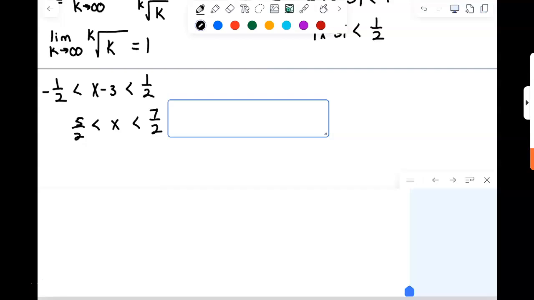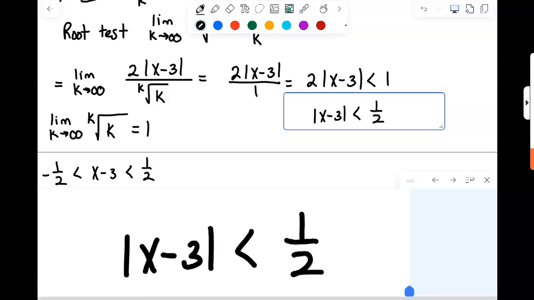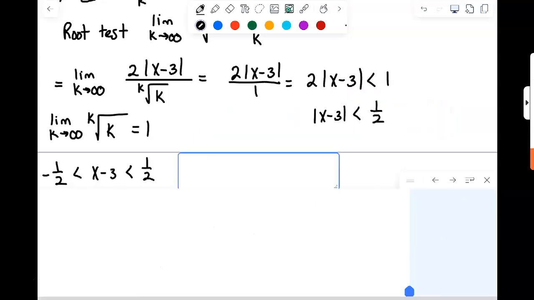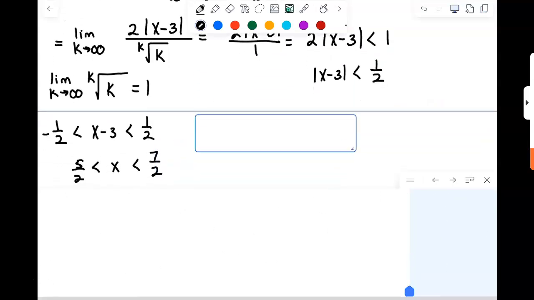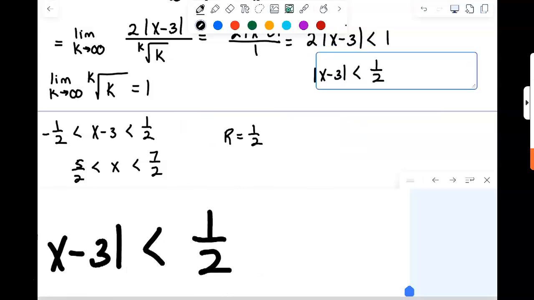Okay. So we need to test, does it converge at 5/2? Does it converge at 7/2? So what we've found basically at this point is that it's somewhere between 5/2 and 7/2. Or in other words, x minus 3 had to be less than 1/2. So we actually know that the radius of convergence is 1/2. Right? Radius of convergence is 1/2. Okay, so that's what we get from that.